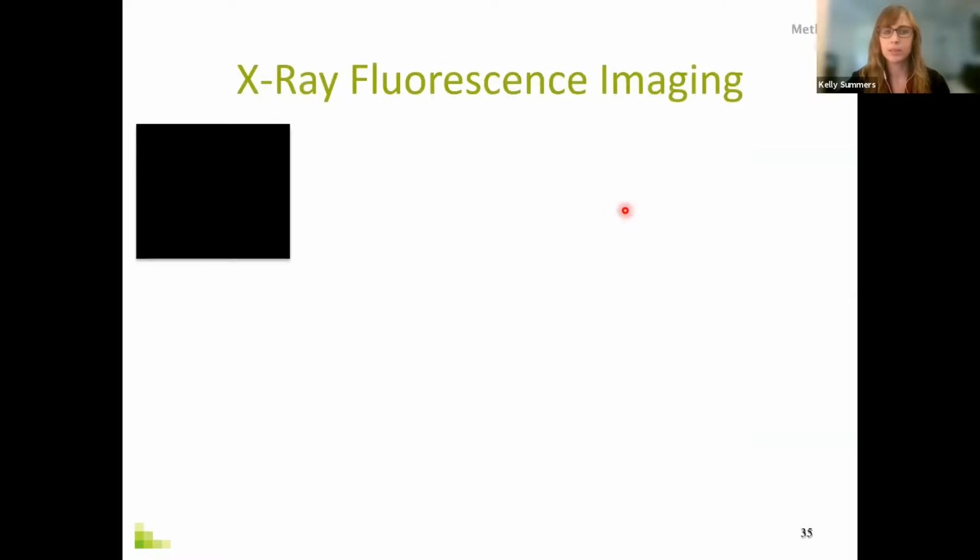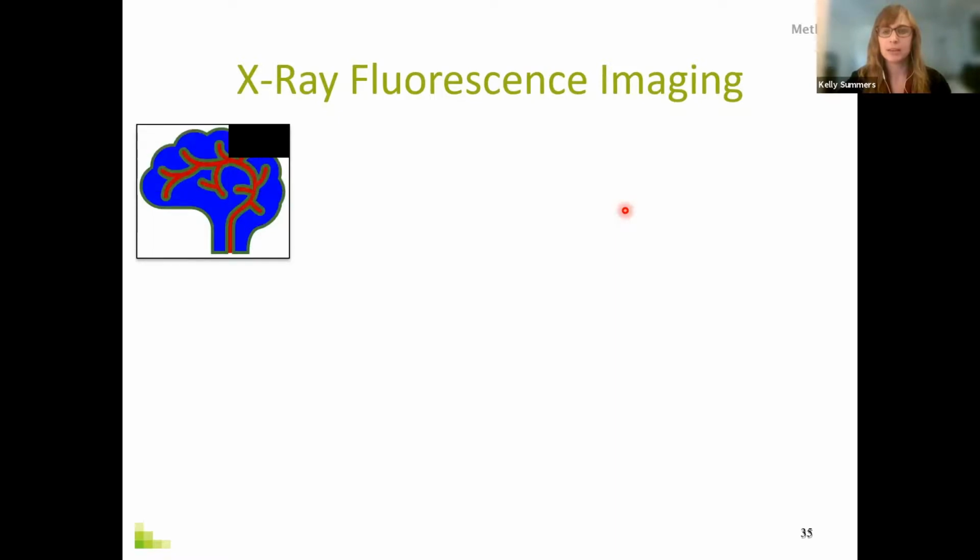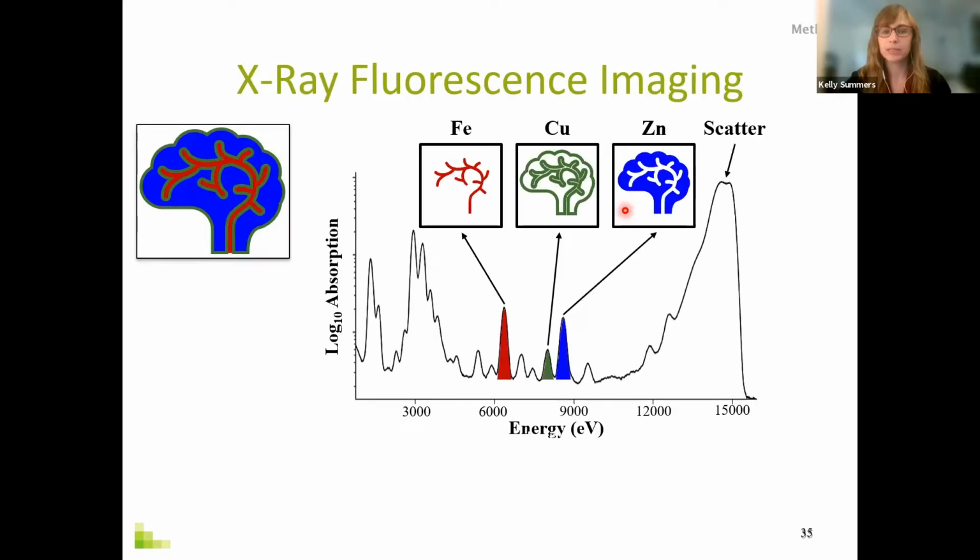And so just to quickly go through, or I guess remind you about, X-ray fluorescence imaging. We're raster scanning our sample. In this case, I've just drawn a cartoon of a brain. And so we raster scan through your sample. At each point, we get a spectrum that looks something like this. And each of these peaks corresponds to an element. In this case, I've highlighted iron in red, copper in green, and zinc in blue, and we can pull out that information at each pixel. We can fit these peaks to get quantitative information.